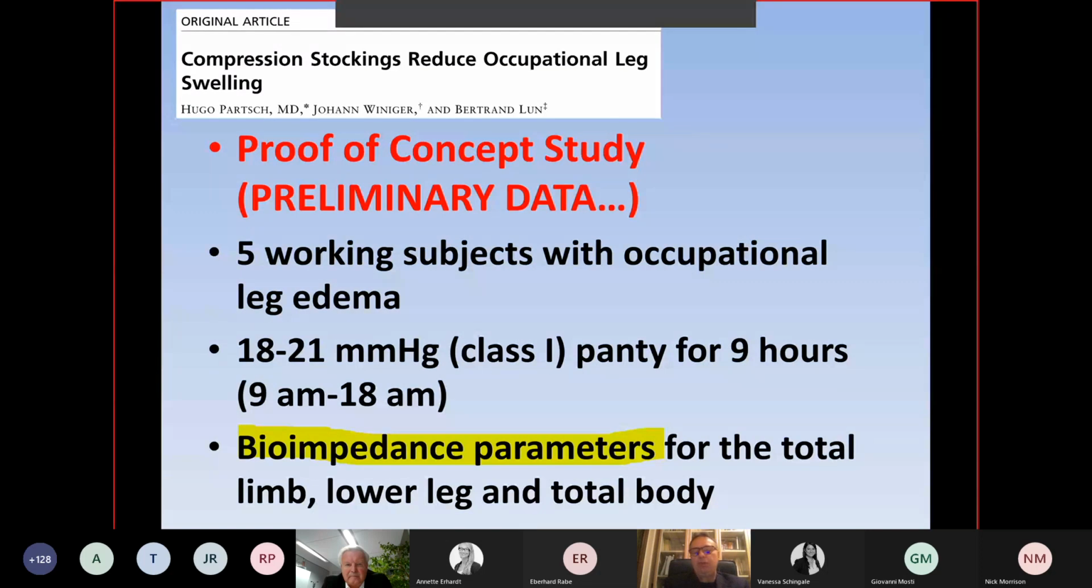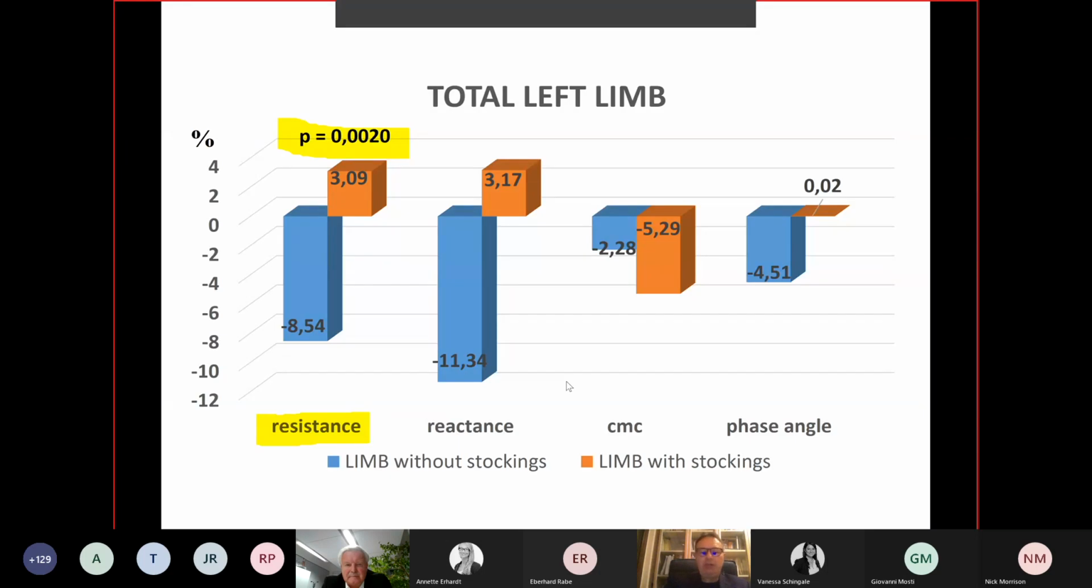Going to the end, this is a very simple and preliminary study that I want to present to you. We investigated just 5 working subjects with occupational leg edema, and we wanted to see what happens with class 1 panty stockings for 9 hours, from 9 in the morning till 6 in the afternoon. And we investigated just bioimpedance parameters.